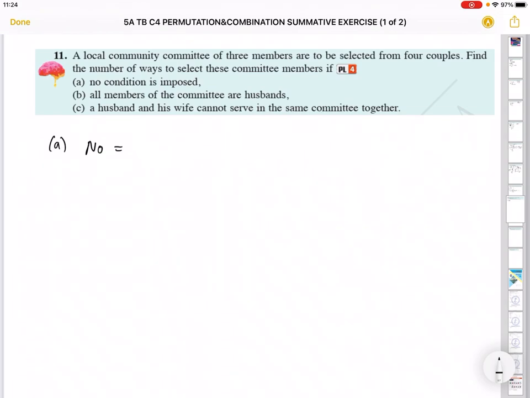I choose any 3. Now, why do I choose 3? You see, when I say 4 couples, one couple has 2 people, and you have another couple, the second couple, 2, 3, 4. So there are 8 of them, but I can choose any arrangement. I don't really need to choose the couple together, right? So any one of them, 8 of them, I choose 3, answer 56.